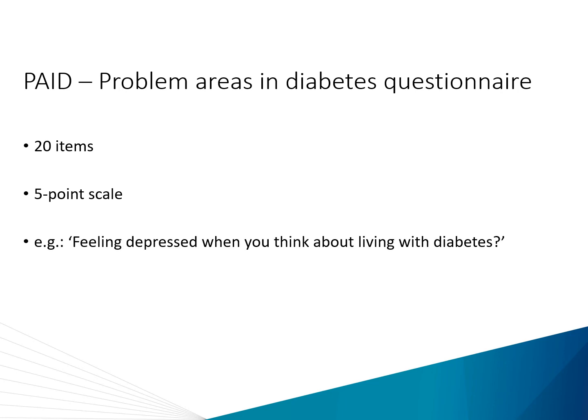It has questions that are, for example, feeling depressed when you think about living with diabetes, and so forth. 20 of these questions, from not a problem to a serious problem, 0 for not a problem and 4 for a serious problem. So the scale score can run from 0 up to 80. So at what level do we decide someone has a problem with living with diabetes?